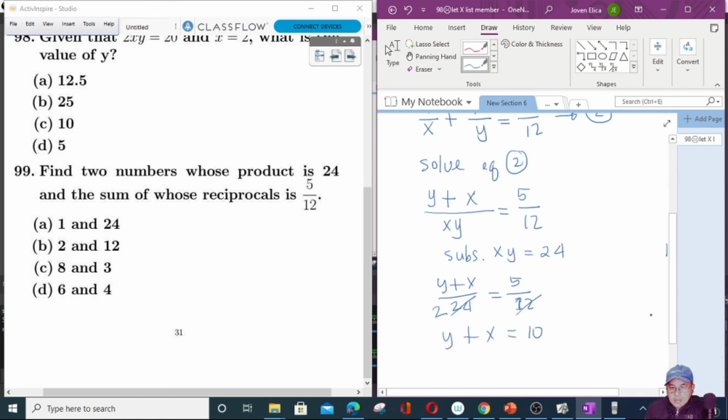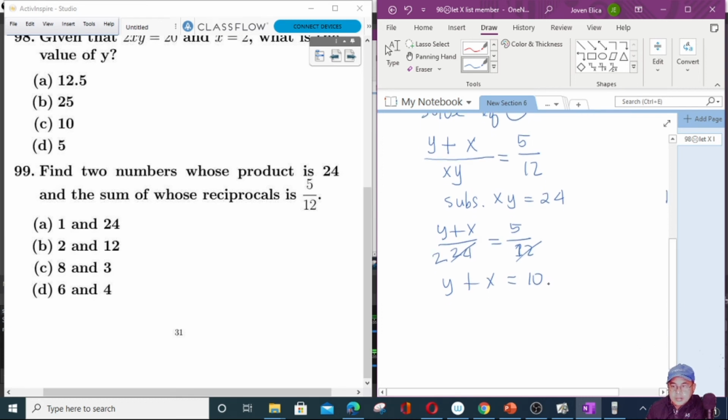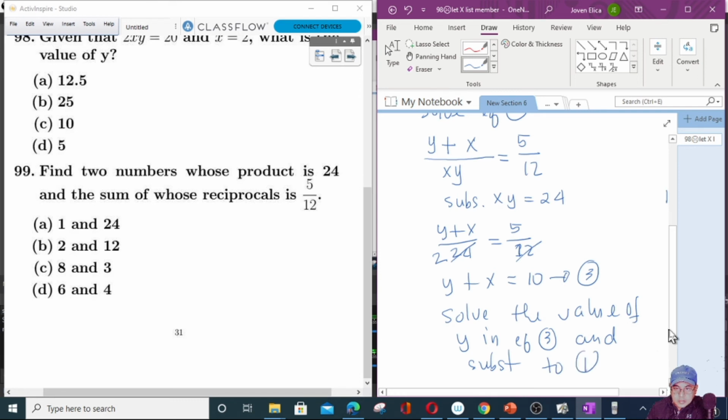Okay, y plus x equals 10. And then from this equation, which we'll call equation 3, we can solve for the value of y, express y, and substitute it to equation number 1.